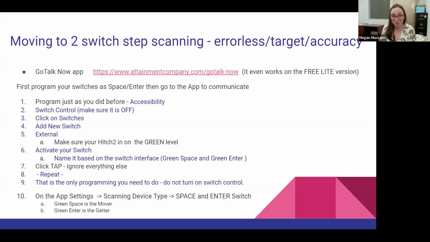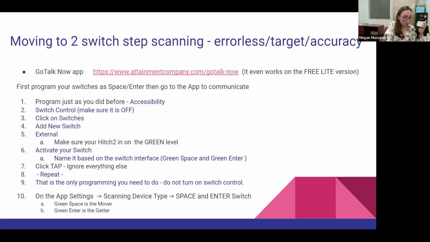But what I've done is, if you take your, the AbleNet, sorry, the Hitch, if you take your Hitch 2 and you just program it space enter, you don't create any recipes, you don't do anything crazy, you just add the switches of space and enter. So you go to switches, add the switch, external switch, and you have it on green space and green enter, and you press the little tap, and then you back out. You do nothing else other than that.